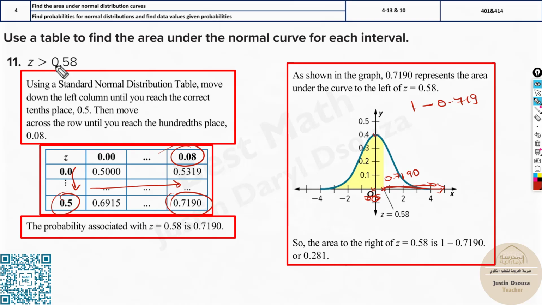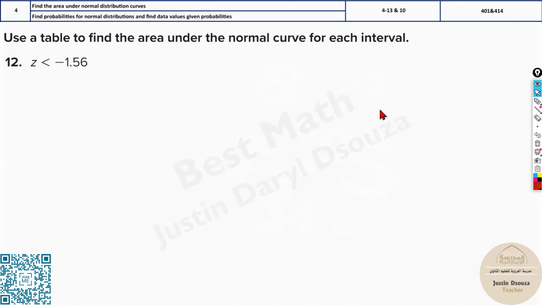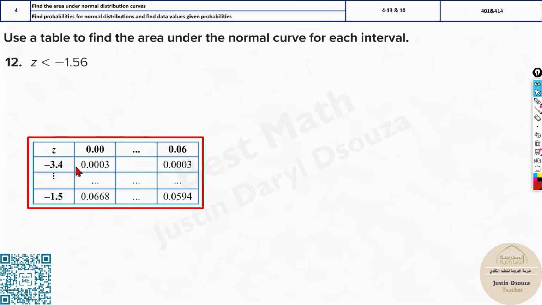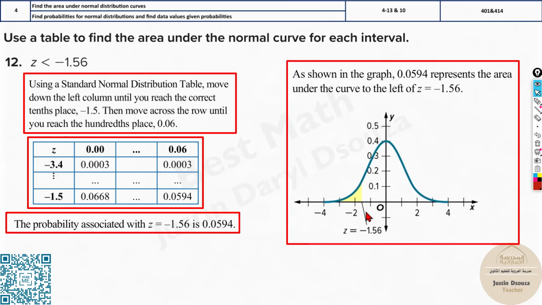If it was less than, then you just stop at this particular point. It's just 0.719. But you want to know the values greater than, right? Z values are greater. What interval? 100% minus this value. Even over here, you need to know this table. It's at the left, so it's minus 1.5 and 6 is there. So it's minus 1.5006. That will be this value. So now you know this is the value.